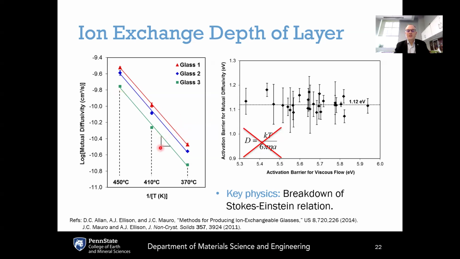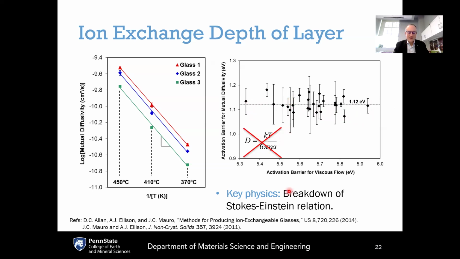And in fact, if we plot the activation barrier from the slope here, that gets us the activation barrier for the ion exchange process. Each one of these points here is a different glass composition. And what you'll see is that the activation barrier for the ion exchange process is not changing outside of error bars for any of these glass compositions. And in fact, it's on the order of 1.1 electron volts. And on the x-axis, what we have is the activation barrier for viscous flow. And this is showing that we can change the activation barrier for viscous flow, changing the viscosity without affecting the activation barrier for the diffusion process.